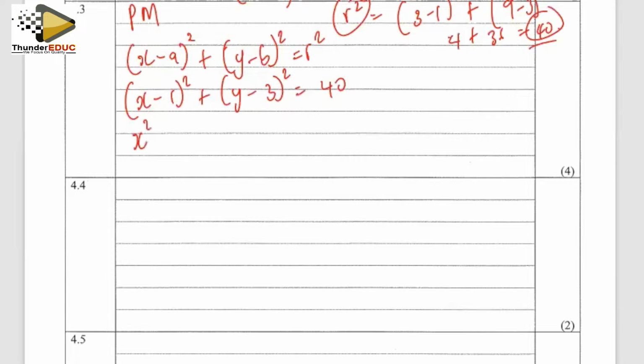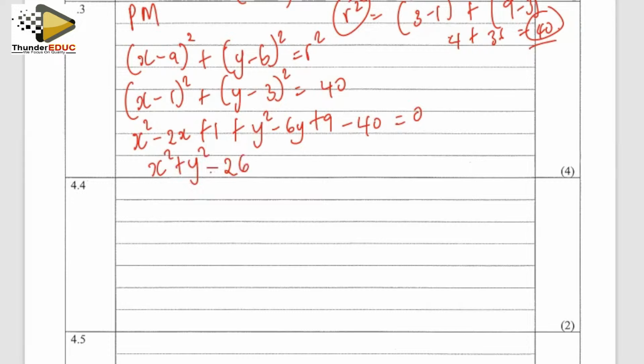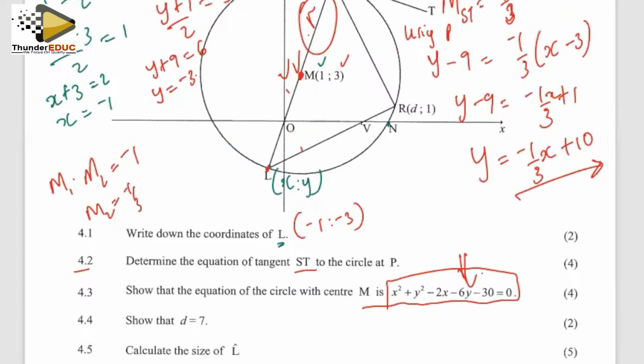Let's open this up. That's going to be x squared minus 2x plus 1. Open this up. It's y squared minus 6y plus 9. Let's move the 40 that side. Minus 40 is 0. So we have x squared plus y squared. We have the minus 2x. We said 2x. Okay. Minus 6y. This and this is a 10. Minus 40 plus 10 is giving me minus 30 is equal to 0. All right, so that is how we would have proved this equation.